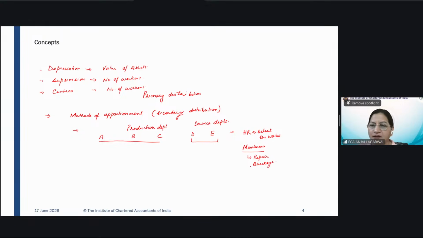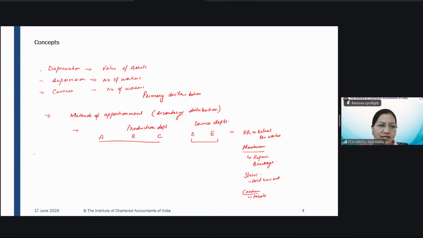Let's say the service department is a store department. What does stores do? It will hold raw material, store it, and issue this raw material to the production departments. Similarly, a service department could be the canteen department. A canteen would do what? It would provide meals to all the employees of the different departments A, B, C, D, and E. So this is how there are various service departments.